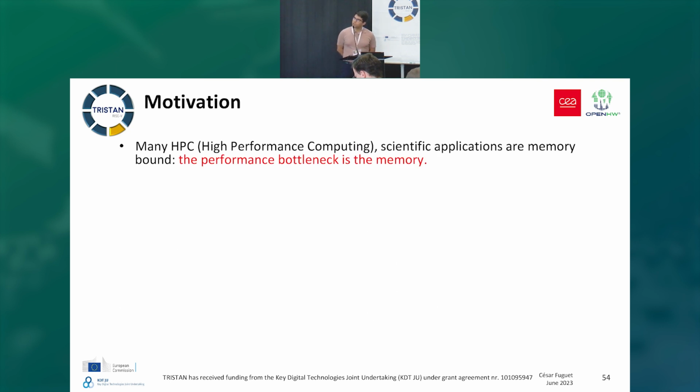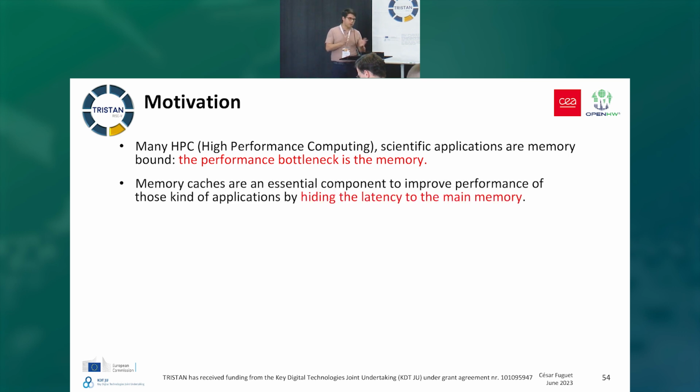So first, motivation. The first thing to know is that in HPC systems, normally the bottleneck for application performance is actually memory accesses. And cache memories are an essential component to hide the latency of the memory and enable good performance in scientific applications, or HPC applications.